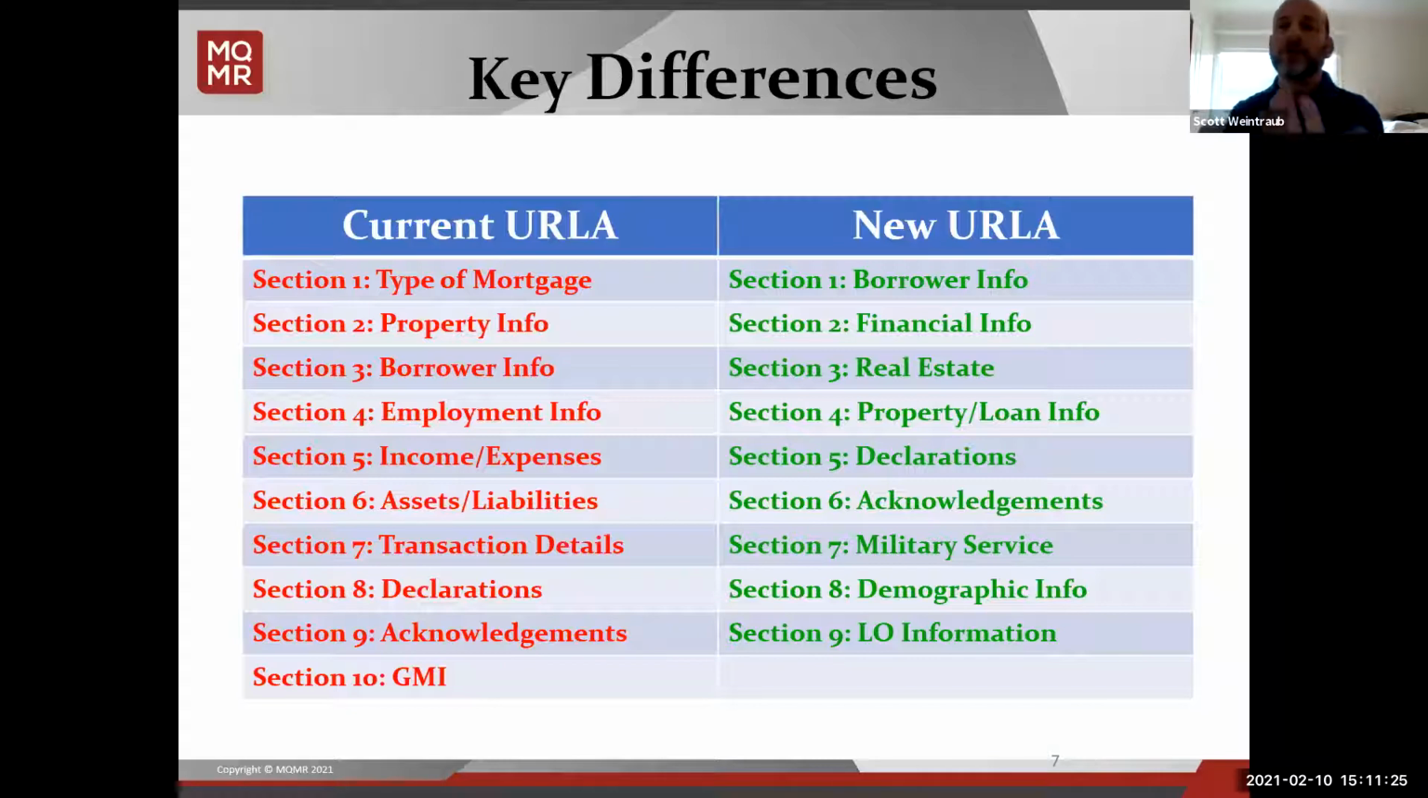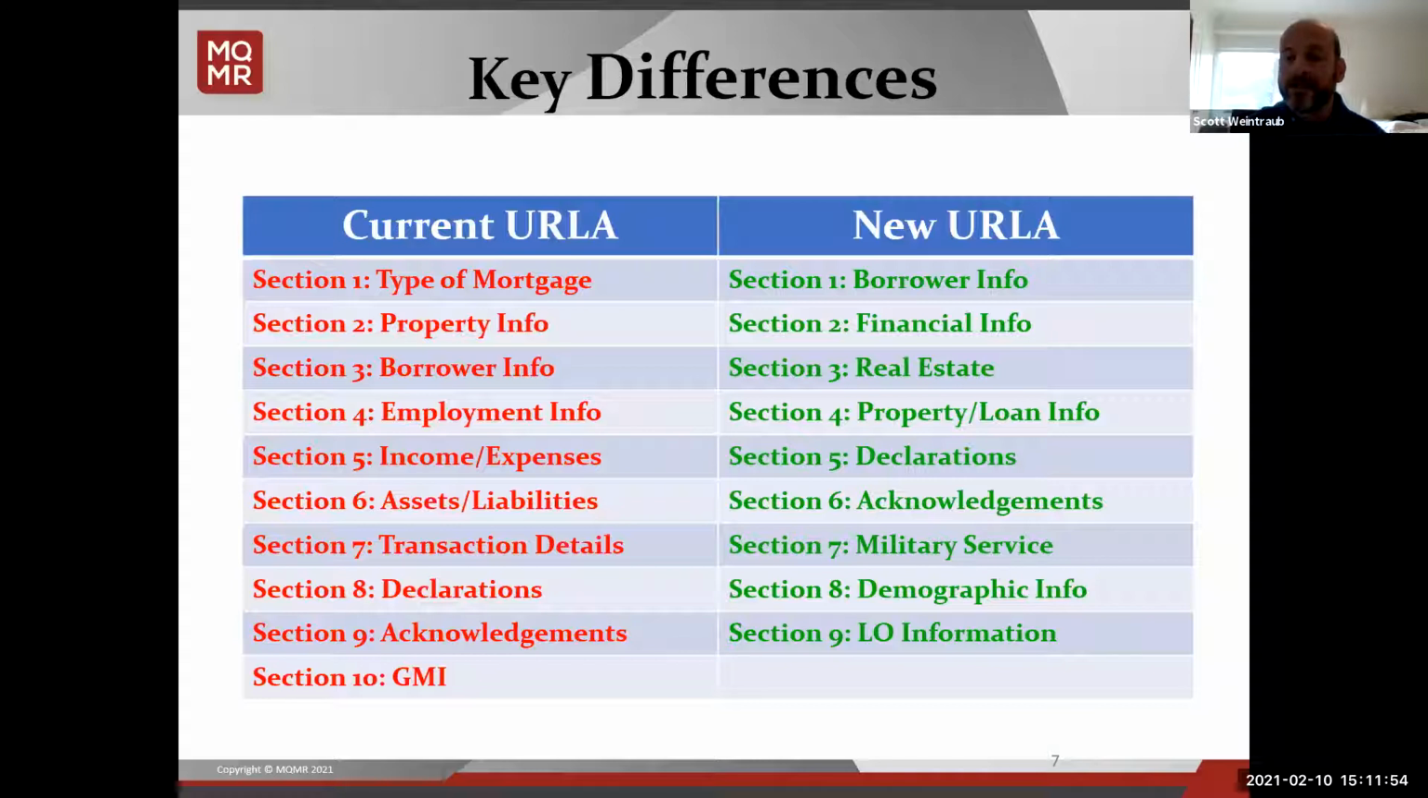So for example, on the new version of the application, section 1 is the borrower's information. On the current version that we've been using, the borrower information isn't provided until section 3. To go over another couple examples, the property and loan information is in section 4 of the new version of the application. It's in section 2 of the current version.